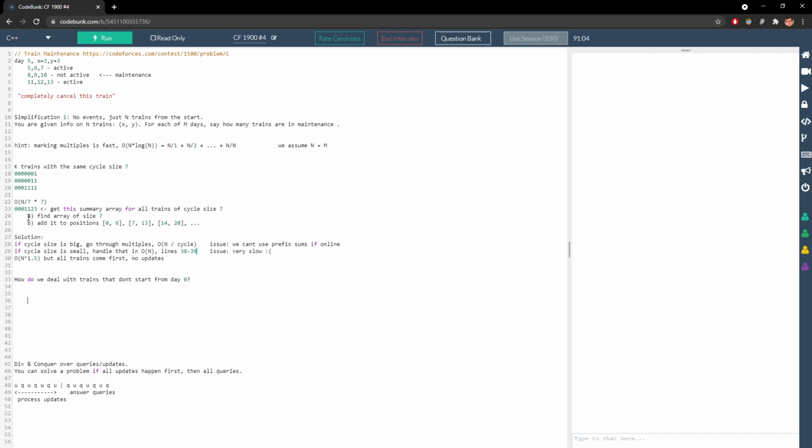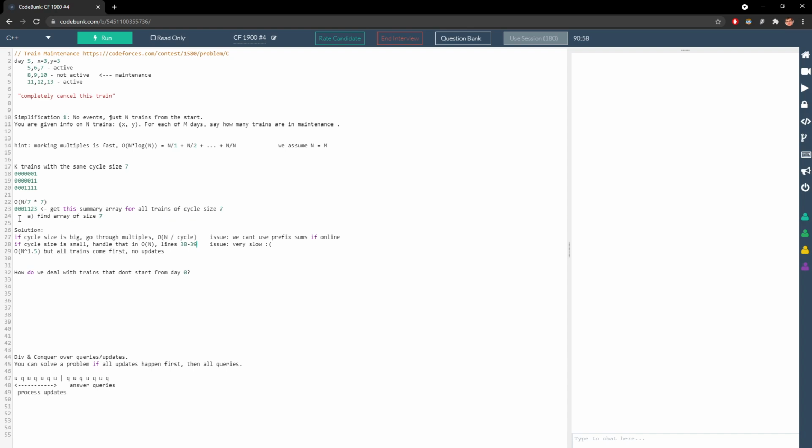What about this? Let's just remove the second step. I claim that it's enough to just maintain this array of size 7. Just remember it and don't do anything more with it. How do we now answer queries?